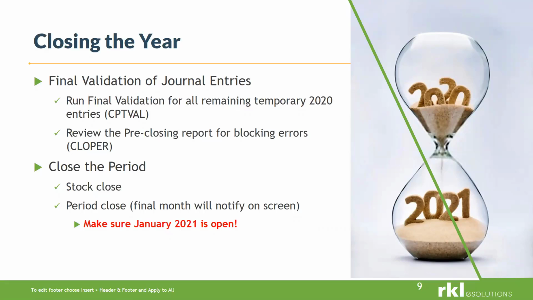You'll want to ensure that you do your stock close first before you do your period close. And if you are performing that period close in the final month of your fiscal year, it will notify you of that fact when you go to do that. And before you do that close process, you do want to ensure that you have at least the first period of the coming year set to be open, so that you won't have any issues posting to that next period.